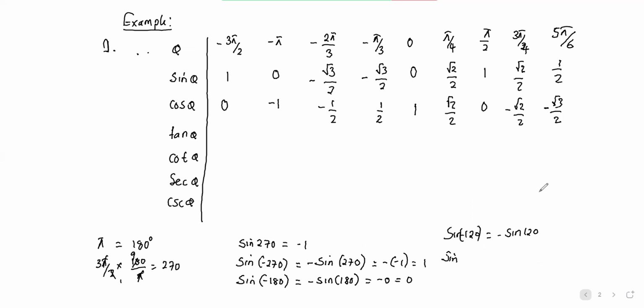Then for tan, it is sine over cos. So obviously undefined here because it's 1 over 0. Here it's 0. So you can just keep dividing throughout. For cot, you divide cos over sine. For sec, 1 over cos. For cosec, 1 over sine. Then you fill up the whole table.